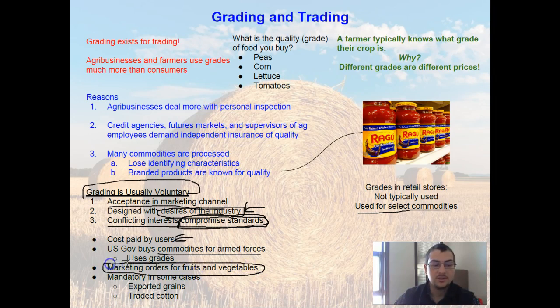And they do that in order to ensure the products that they're getting, and to ensure the timing and the quality of the good that they are actually getting. It's also used for quality and volume controls. And then in some cases it is mandatory, such as if we're exporting grains, it's often mandatory to have those graded. Or if you're trading cotton, it's often mandatory to have those commodities graded.